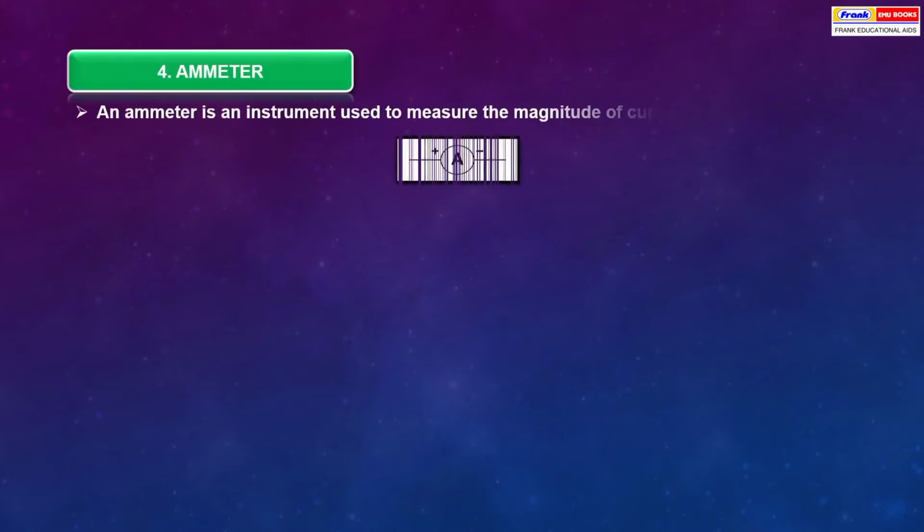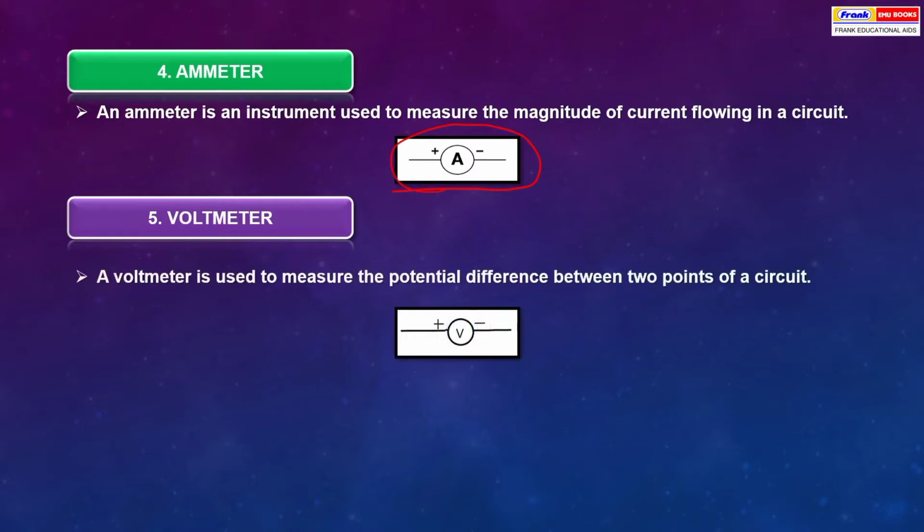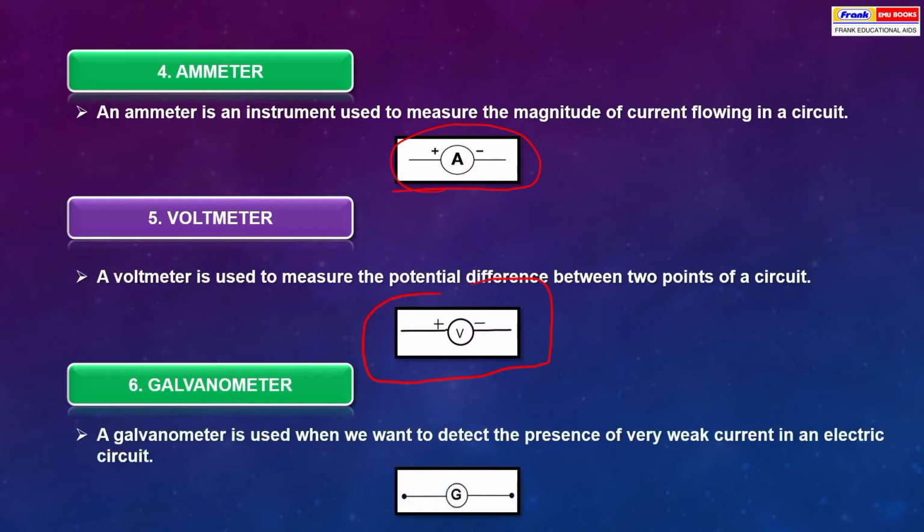Then we have the ammeter. An ammeter is an instrument used to measure the magnitude of current flowing in a circuit. This is how we make the diagram of an ammeter. Then we have the voltmeter. A voltmeter is used to measure the potential difference between two points of a circuit, and this is how the symbol of a voltmeter looks. Then we have the galvanometer. It is used when we want to detect the presence of very weak current in an electric circuit, and this is how the symbol of a galvanometer looks.